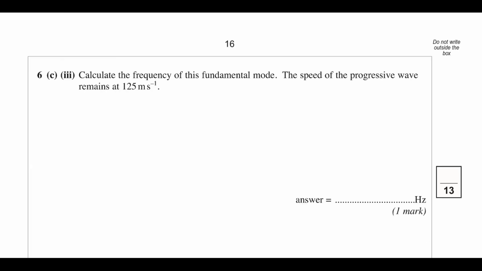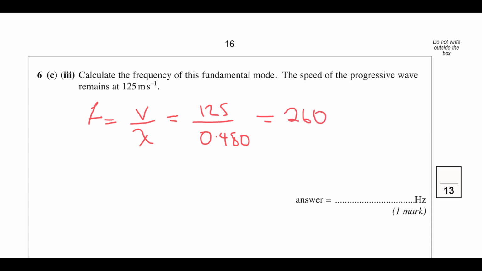Then it wants us to calculate the frequency when we've still got the same speed. So frequency is speed divided by wavelength. So 125 divided by 0.480, and that comes out as 260 Hertz. I can leave it without changing it to standard form because 3 sig figs is appropriate for the answer here.